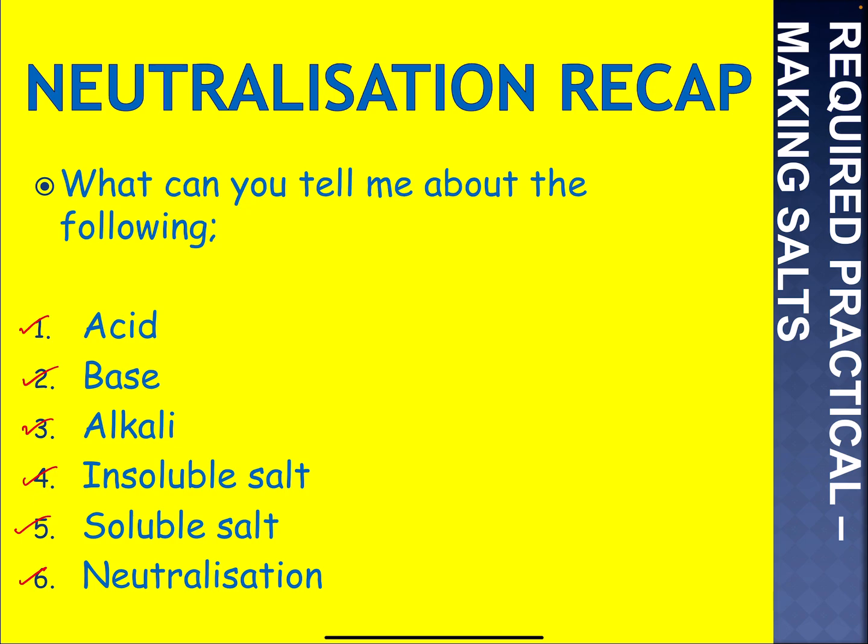Okay, let's have a look at this then. Acid, well, it's opposite to an alkali. Acid will neutralize an alkali. Acid has a pH range of between 1 and 6. And acids contain the ion H+. Number 2, base. Base will neutralize an acid. It's a metal oxide. Yeah, base is a metal oxide. It will neutralize an acid.